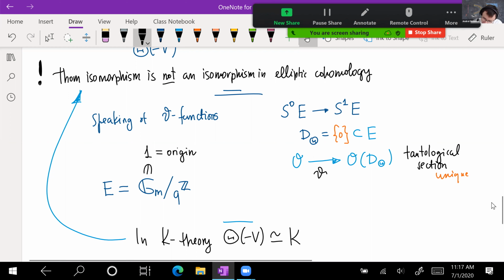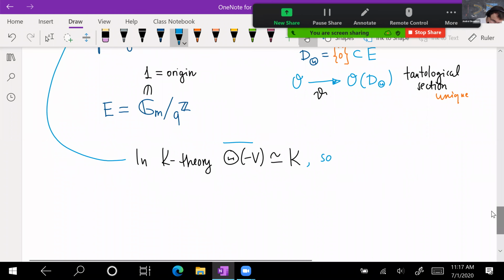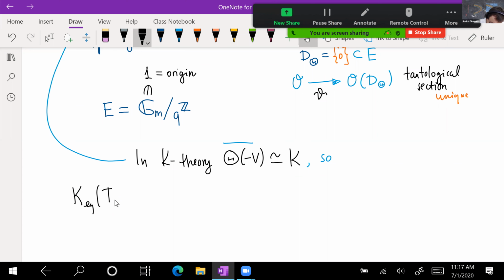So in K theory, the K theory Thom space, right? Because on the multiplicative group of a field, if you want a divisor, it's a trivial divisor. The Picard group of the multiplicative group of a field is trivial. So in K theory we have the Thom isomorphism. The K theory of the Thom space of V is actually isomorphic to the K theory of X.